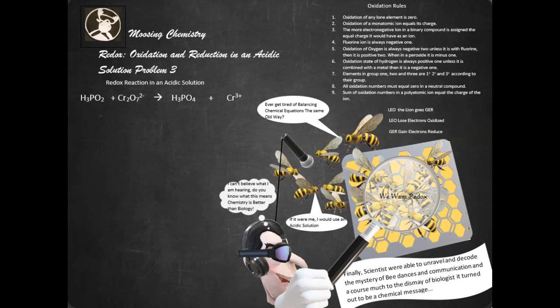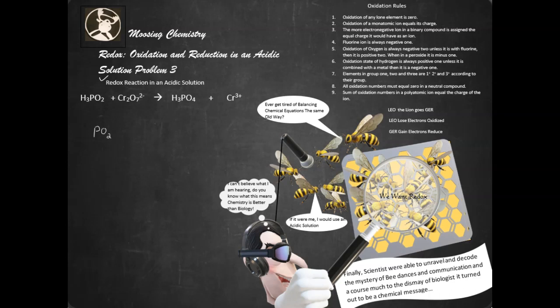Redox, oxidation reduction in acidic solution, problem number 3. This is going to be a redox reaction in acidic solution. This one's going to be a lot tougher than some of the others we've ever done. And so what we're going to do is break these into what we call half reactions. So let's go ahead and do that.